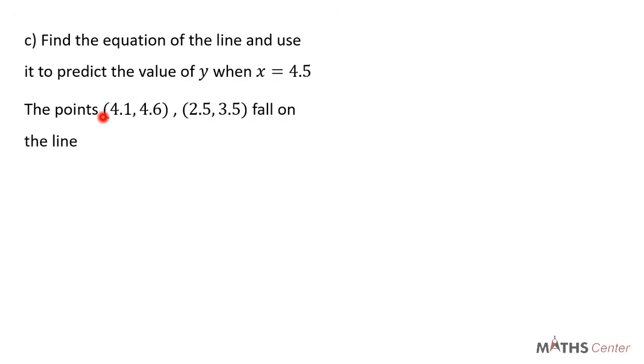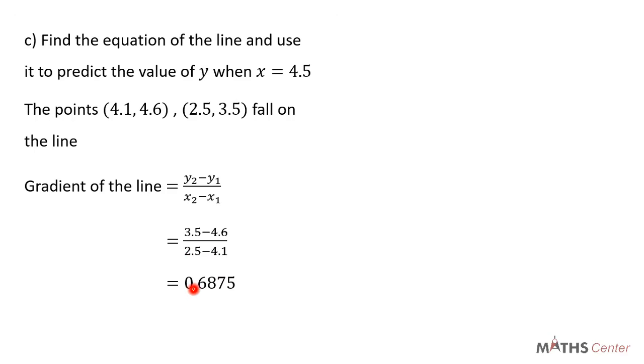So from the graph, the points (4.1, 4.6) and (2.5, 3.5) fall on the line. We can use the coordinates of these 2 points to find the gradient, because we know that the gradient of the line will be given by y2 minus y1 divided by x2 minus x1. I'm going to use (4.1, 4.6) as my x1, y1, and (2.5, 3.5) as my x2, y2. When I do that, I'll have 3.5 minus 4.6 divided by 2.5 minus 4.1.